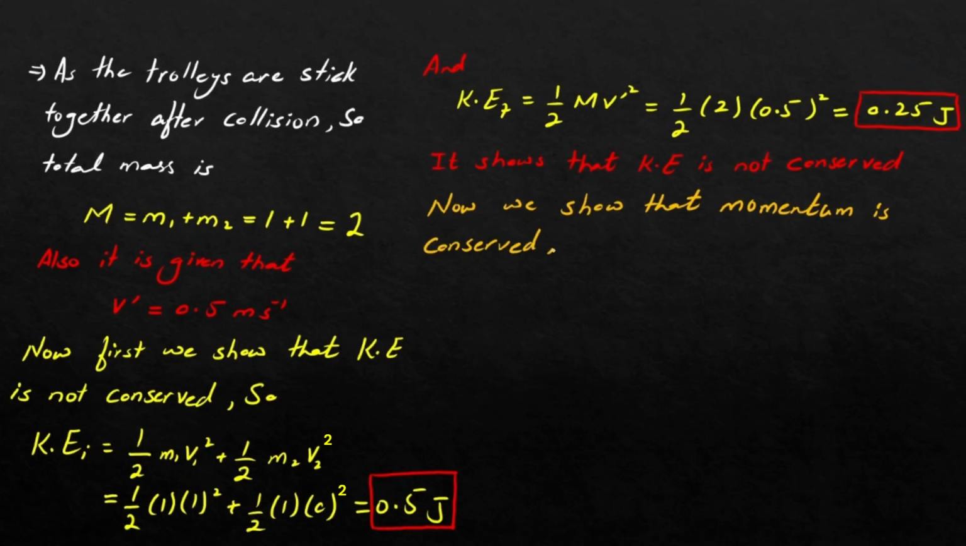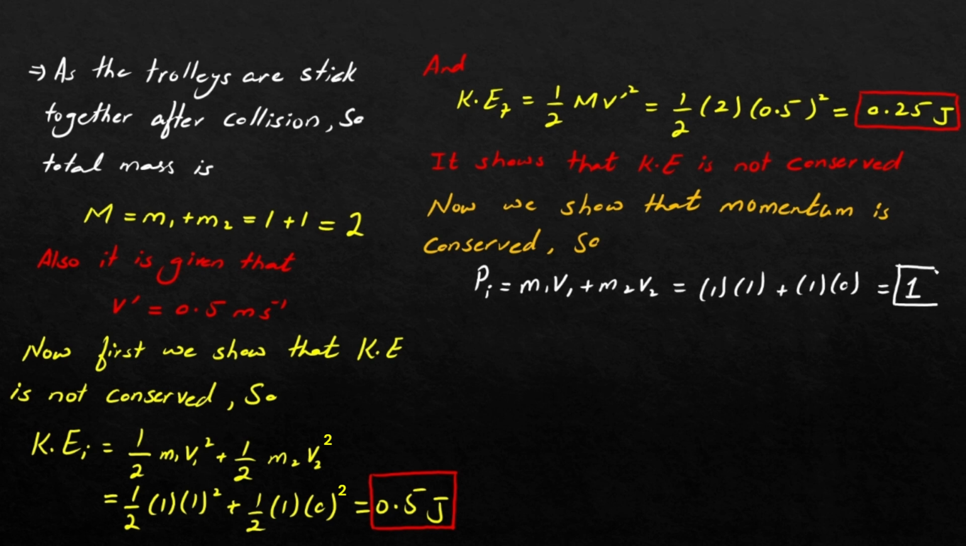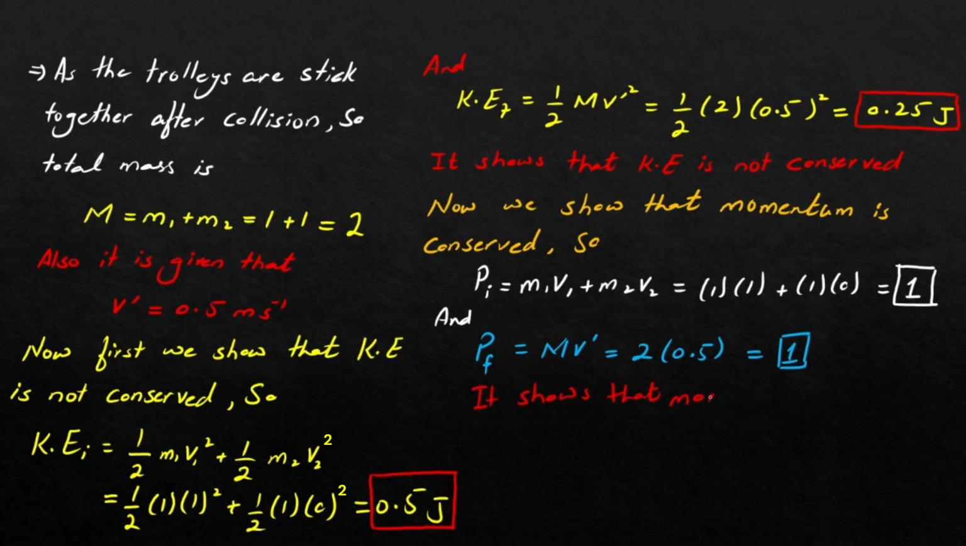Now we have to show that the momentum is conserved. So initial momentum equals m1 v1 plus m2 v2. By putting the values, it equals 1, and final momentum Pf equals M V prime, which equals 2 into 0.5, which is equal to 1. As the initial and final momentum are the same, the momentum is conserved in this case. Hence, case B is an example of inelastic collision.